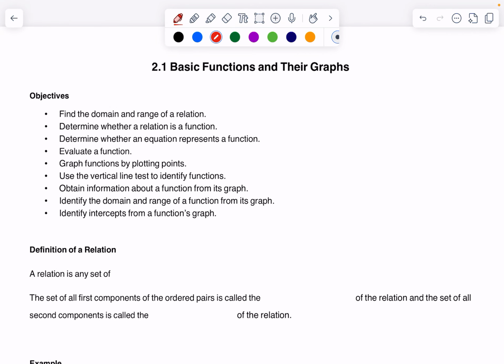Hello. So we're going to start chapter 2, which is functions and graphs. And this is our first lesson, 2.1, basic functions and their graphs.